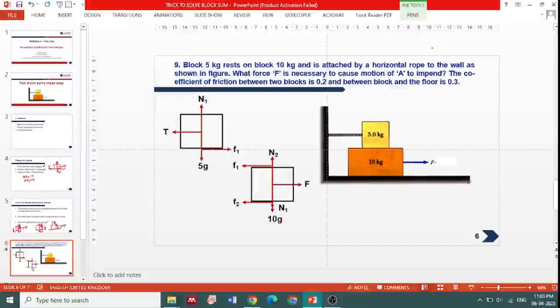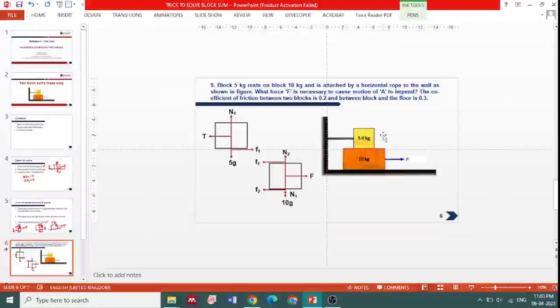And is attached by the horizontal rope. So let me make it a bit small. Okay, so on the wall, we can see here we have a block of 5 kg and a block of 10 kg. Block 5 is being attached to the wall with a rope. What force F is necessary to cause motion of A to impend?